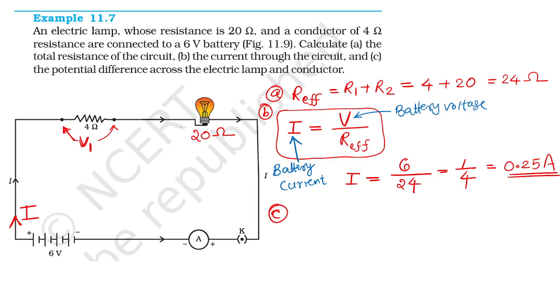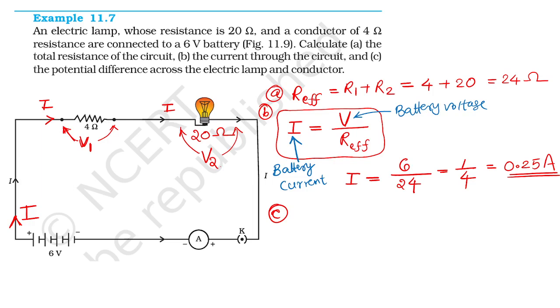Similarly, V2 is required. How much energy is required to cross this one? V1 and V2 both are required. Remember, both resistors carry the same battery current. Understood? This current does not split. The same current will be passing through every component. If some splitting happens, some current takes this path and some takes that path, we can say that. But there is no splitting of the path. So whatever current originates from the battery, the same current passes through every component.